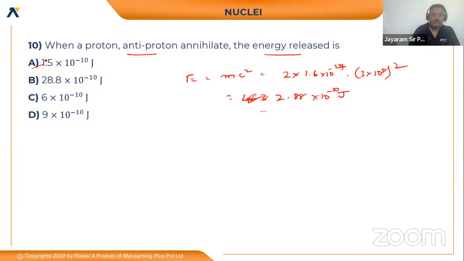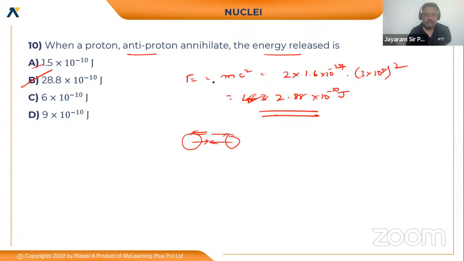So this is the readjustment of this one. Energy released in this annihilation. What do you mean by annihilation? Two objects combining is called annihilation. They are merging, they are combining. So these are the different things here, please.